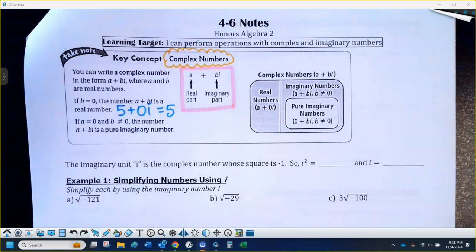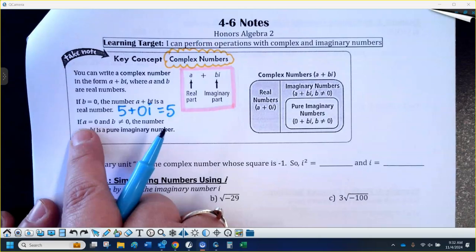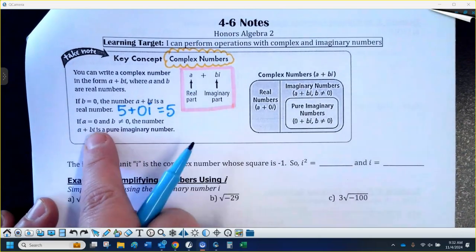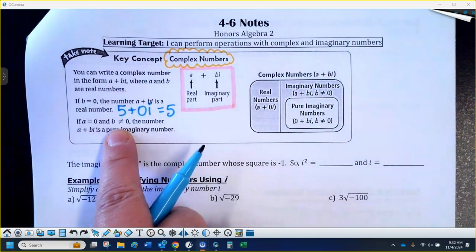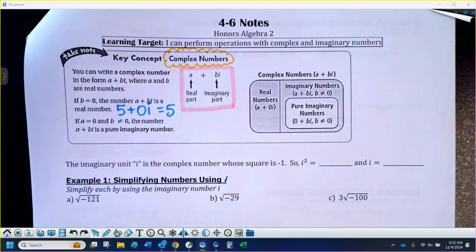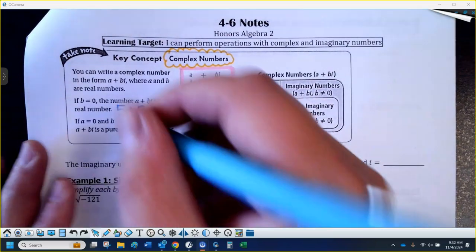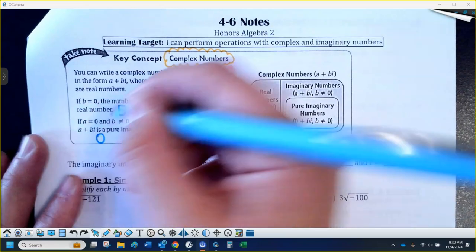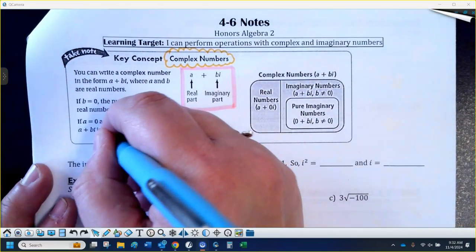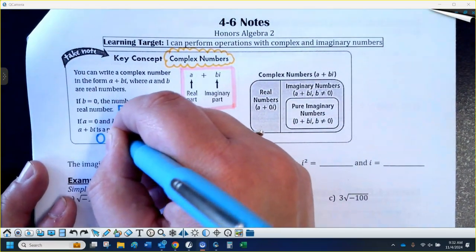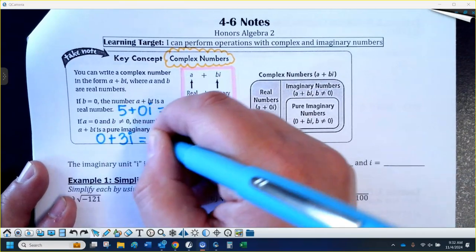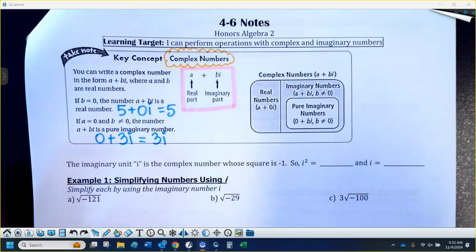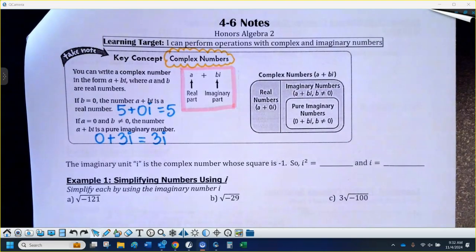If we have what we call a purely imaginary number, it doesn't have a real part to it. It says if a in this format is 0 and b is not 0, so b exists, the number a plus bi is what we call a pure imaginary number. We wouldn't write the 0 in front probably. So let's say I had 0 plus 3i. We would just write that as 3i, but it can be written in that format.